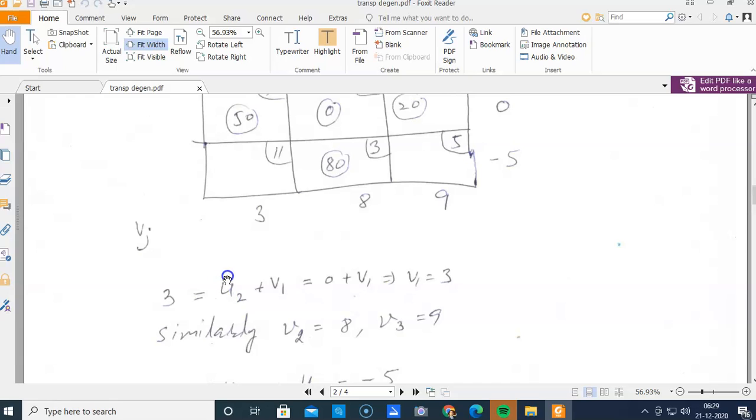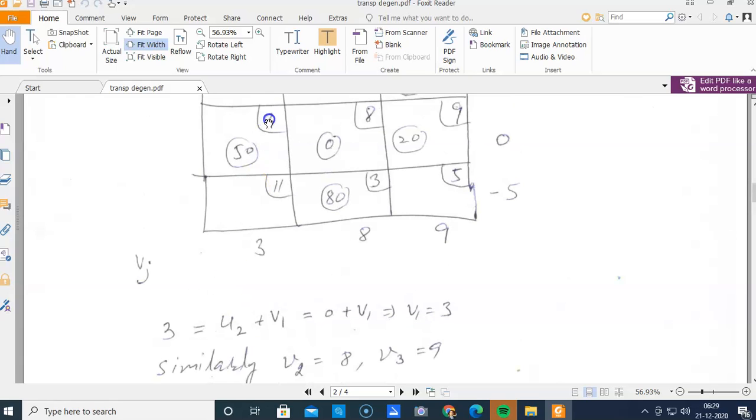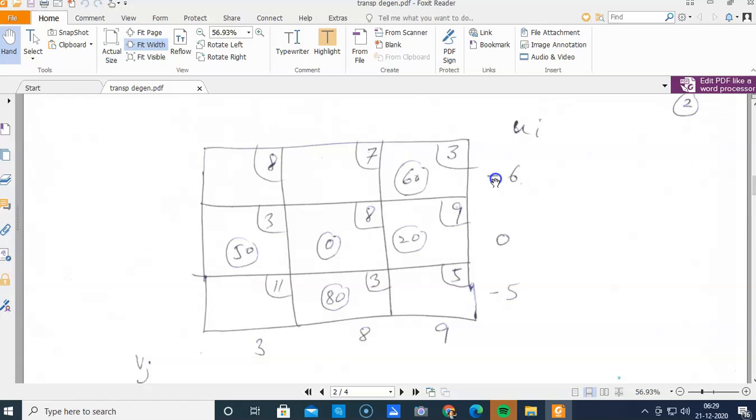So with the help of this, this is c21, so u2 plus v1, and this 3 is equal to u2 plus v1. U2 is 0, then v1 directly comes out to be 3. Similarly, we can find this with the help of this 8 and 9. So v1, v2, v3 are computed directly with the help of this. Now we need to find u1 and u3.